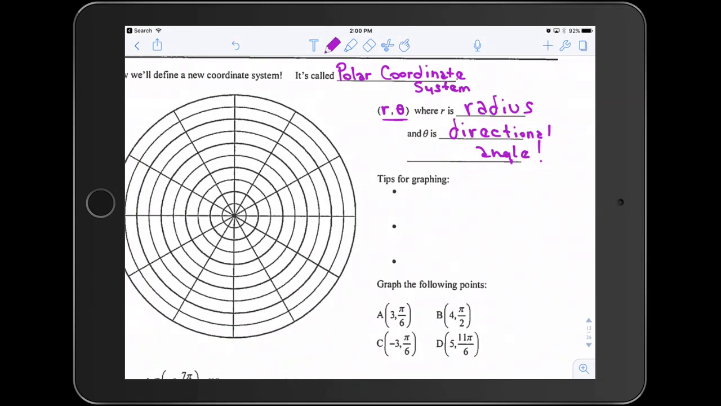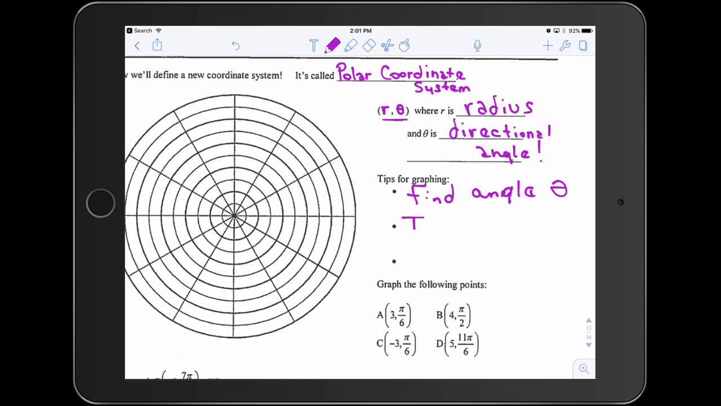Now when we graph it, here are some tips. First rotate around, find your angle theta. That's the first thing you want to do. Once you have your angle of rotation found, then you're going to move out steps, outside of the circle, outside rings, if you want to think of it that way.